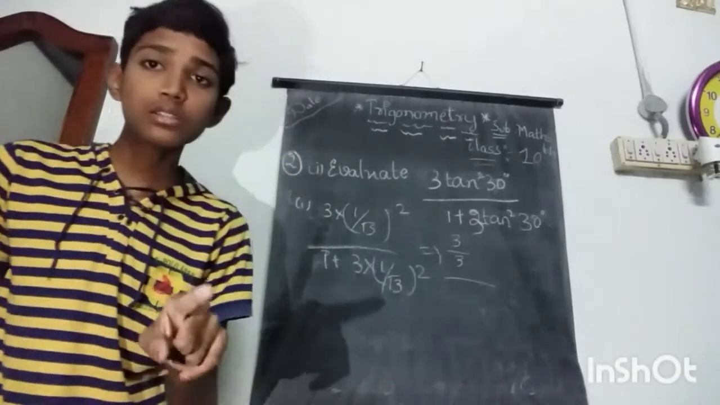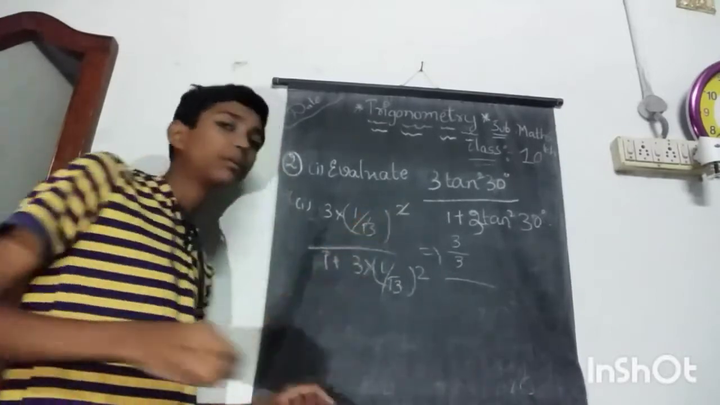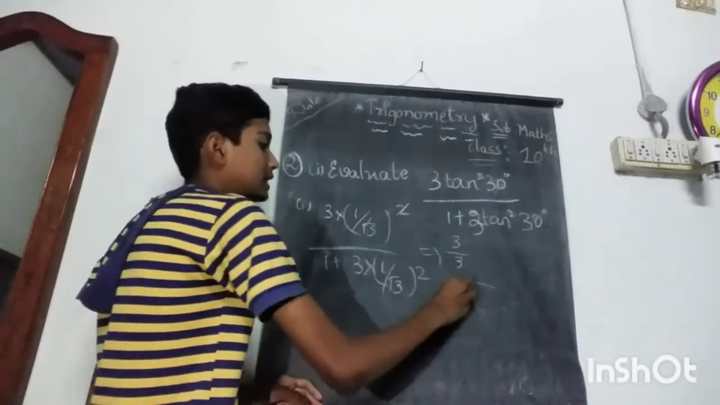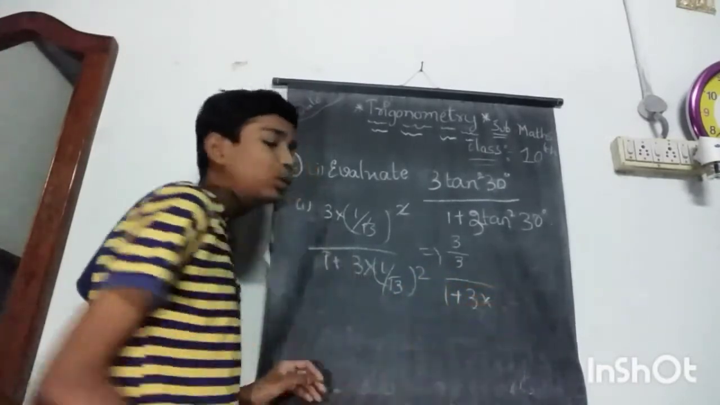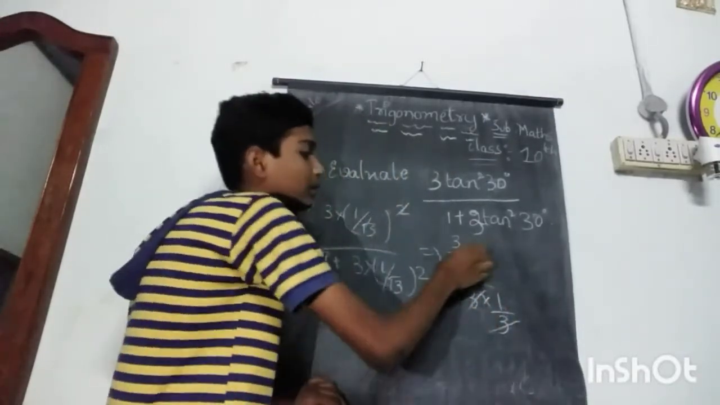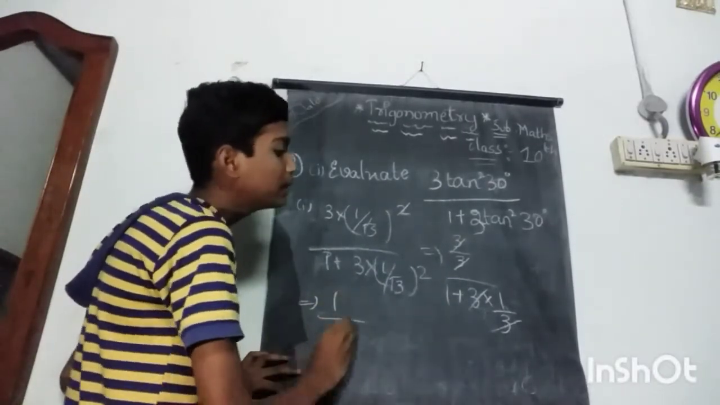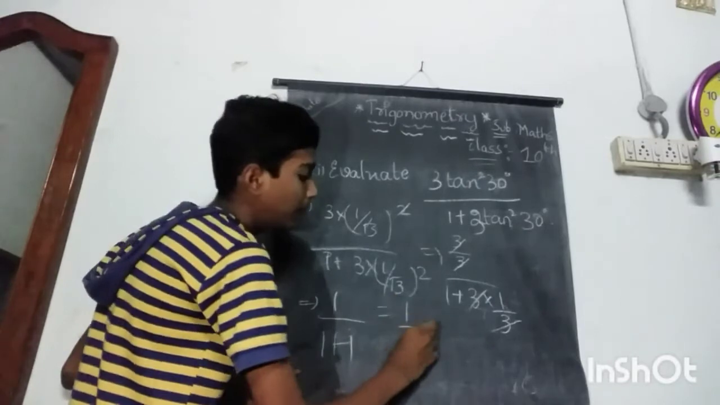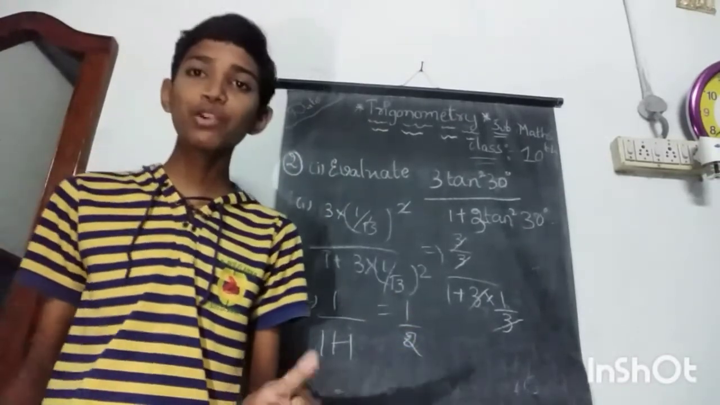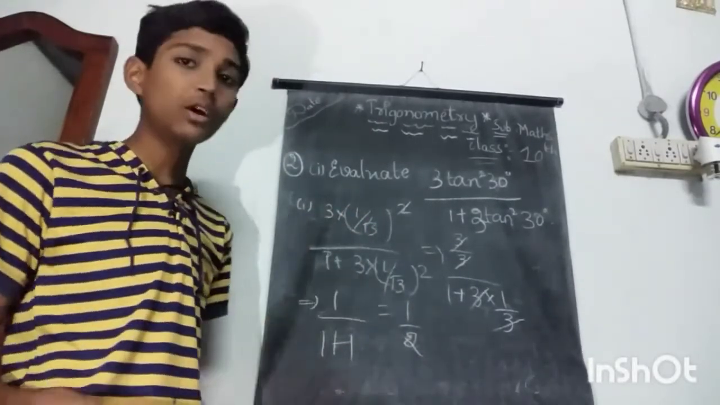I think you understood why the 3 came. This square will get cancelled. And here 1 plus 3 into (1 by root 3) whole square is 1 by 3; the 3 gets cancelled. And it is 1 by (1 plus 1), that implies 1 by 2. 1 by 2 is the answer, that means 0.5.